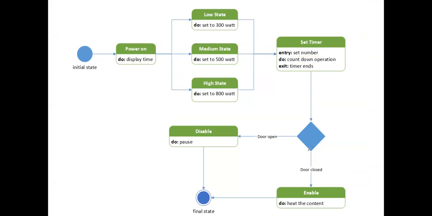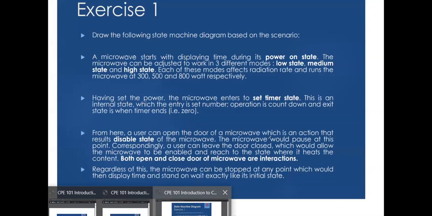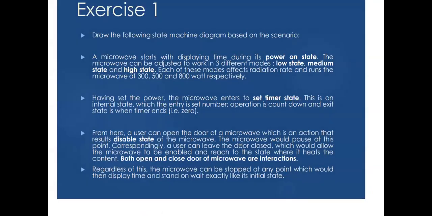Then it comes to a decision. As I told you, you will come to a decision because this is an interaction done by you. When I say you, I mean the user. The user is interacting with the microwave, which then will affect its state. What you can do apart from setting the timer is to open the door of the microwave or perhaps close it. Doing so will affect how the microwave functions.